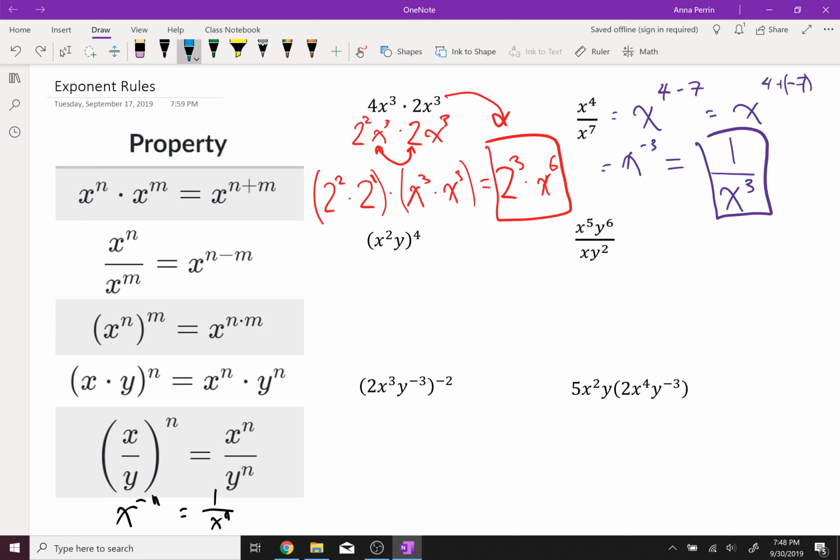So in this problem, this 4 is going to distribute to both the x and the y. Now I notice here that the y doesn't have an exponent, so I can actually rewrite it as y to the 1st power. So when I distribute that exponent in, I'm going to do 4 times 2, which gives me x to the 8th, and 4 times 1 gives me y to the 4th power as the best way that I can rewrite that statement.